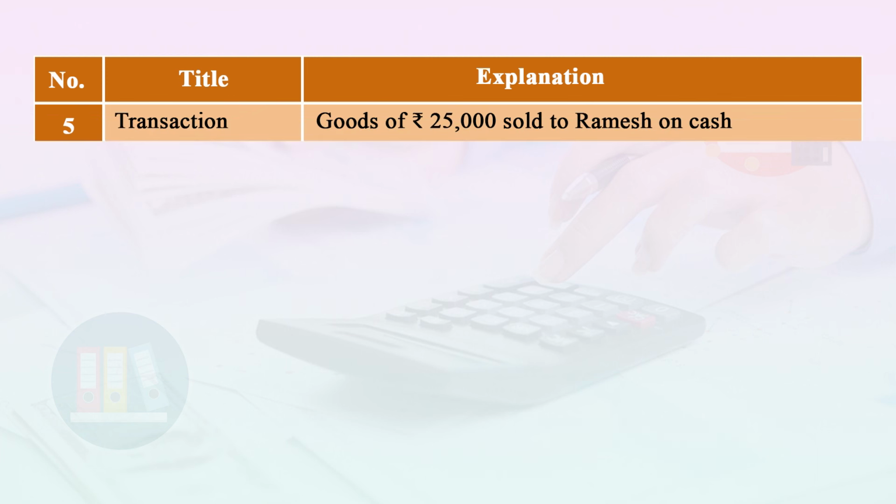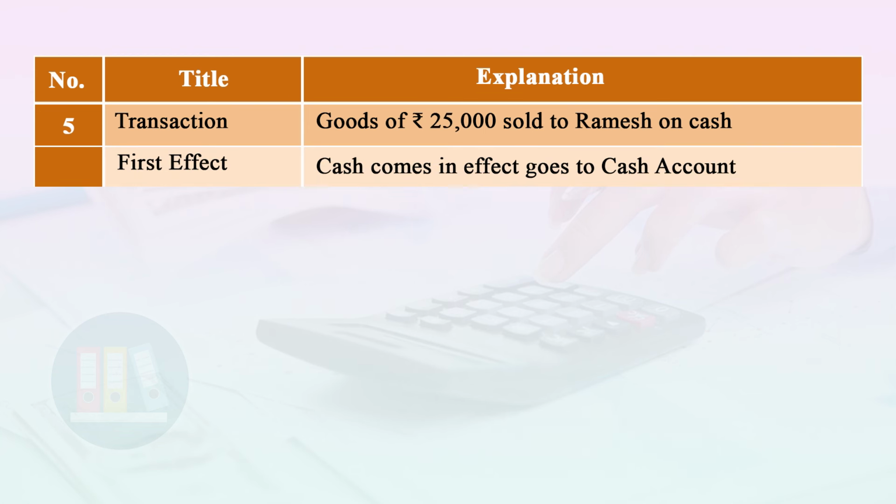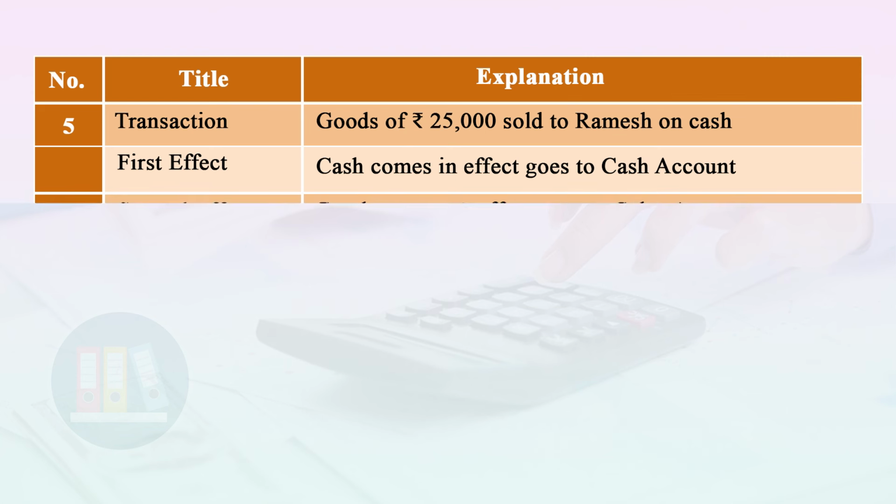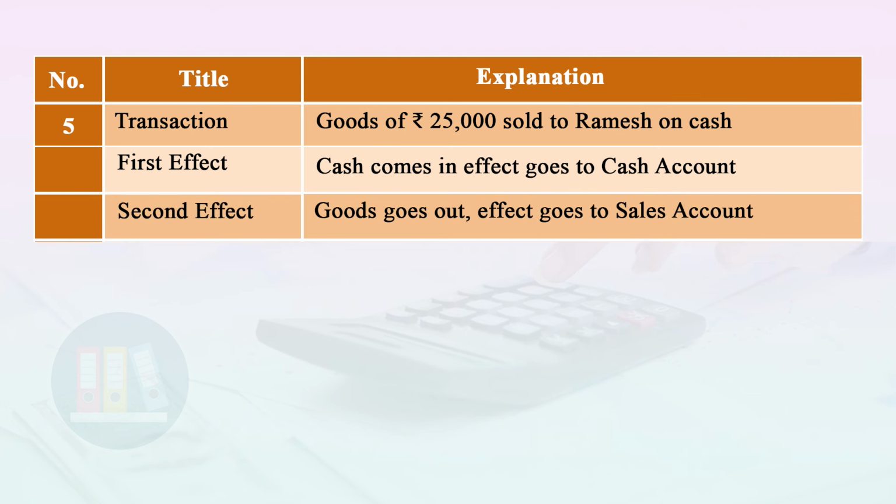Next transaction is goods of rupees 25,000 sold to Ramesh on cash. Here cash comes in. So, the first effect goes to the cash account, and second effect is goods is going out of the business. So, goods goes out, effect goes to the sales account.